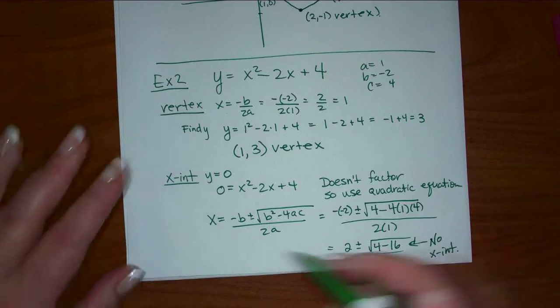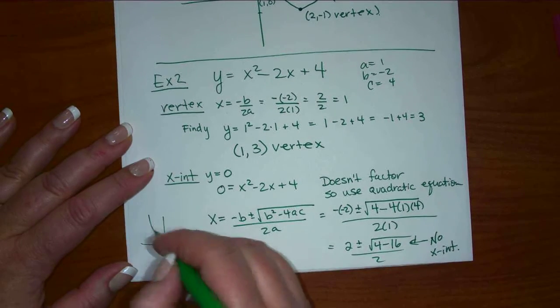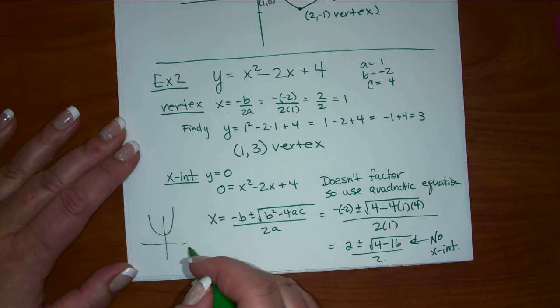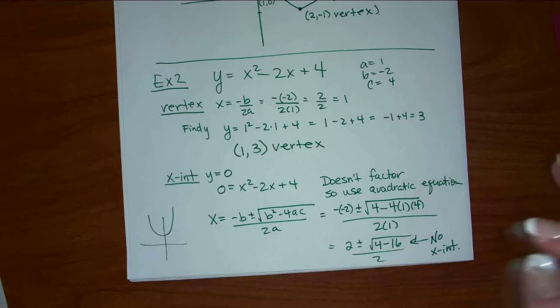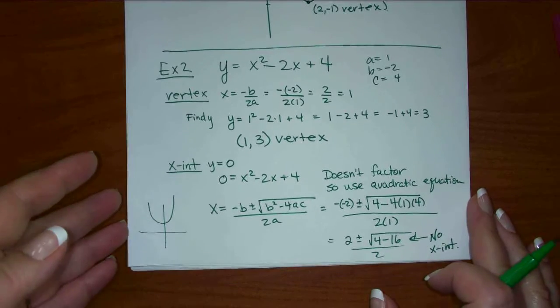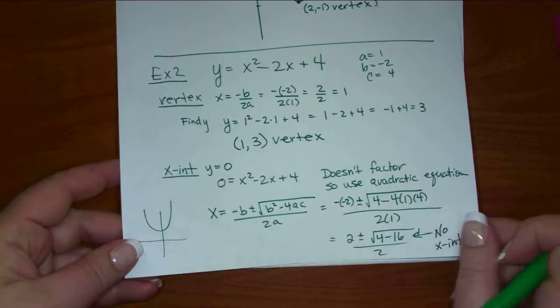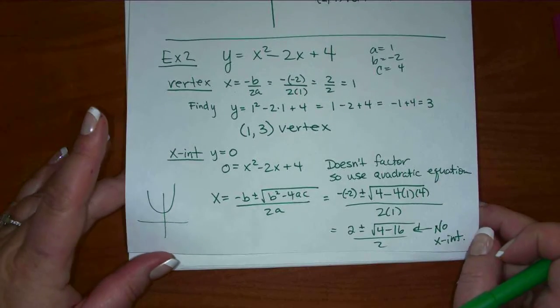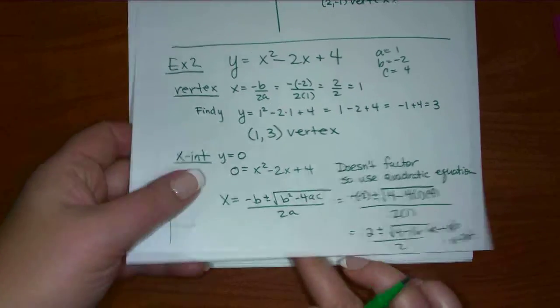Yeah. If it was up here, see it doesn't cross the x-axis? So half of the time you'll find no x-intercepts if they're above, and if they're below, you would find the x-intercepts, right? So no x-intercepts. So the next would be the y-intercept.